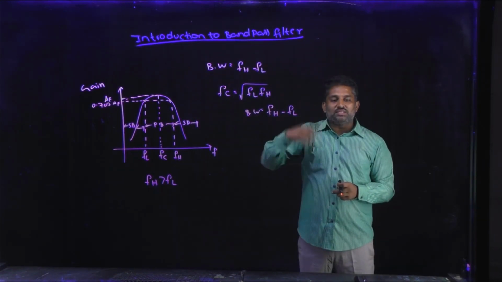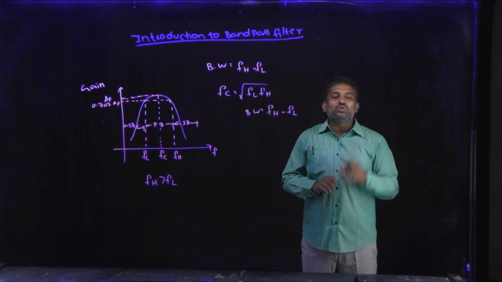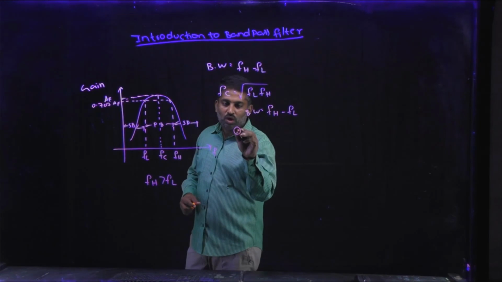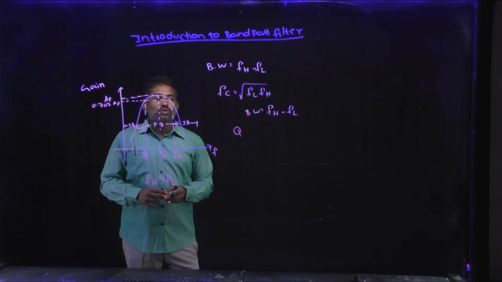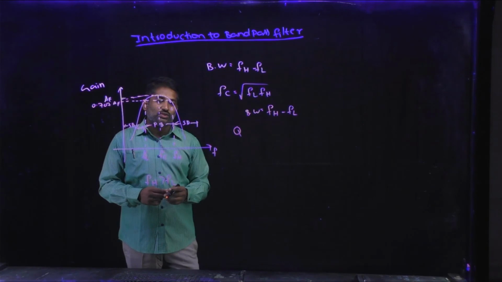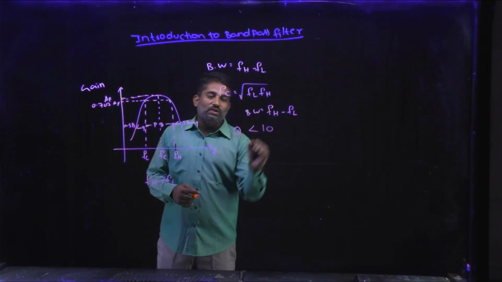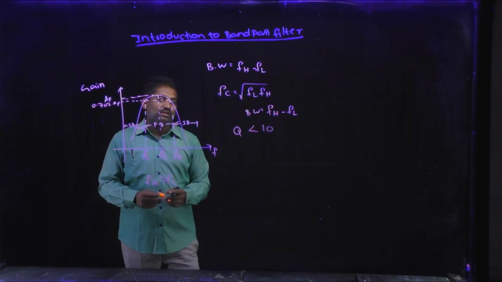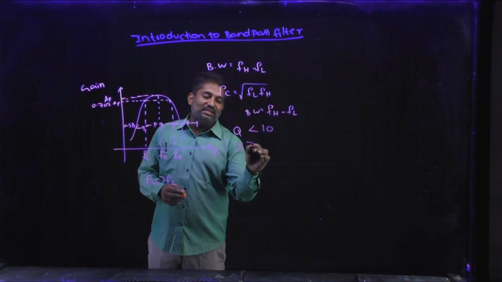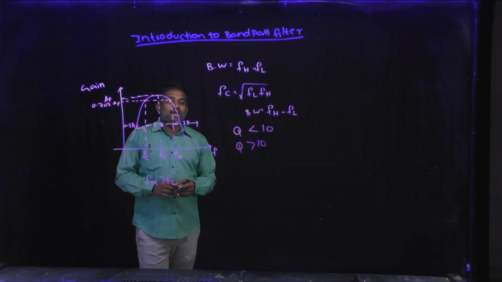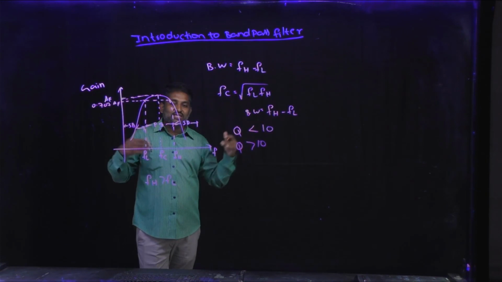This filter is represented in two ways. How can you represent the band pass filter in two ways? Depending upon the quality factor Q, or figure of merit Q, we divide the band pass filter into two types. If the Q value is less than 10, it is treated as a wide band pass filter. Similarly, if the Q value is greater than 10, it is treated as a narrow band pass filter. In a wide band pass filter, the bandwidth will be very high, whereas in a narrow band pass filter, the bandwidth will be low.